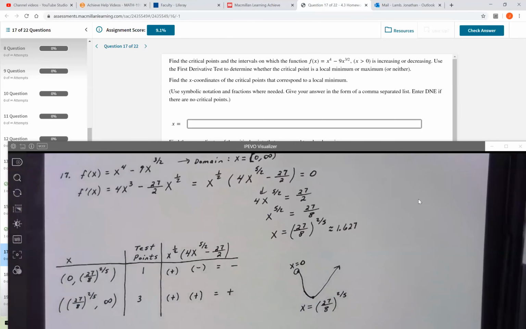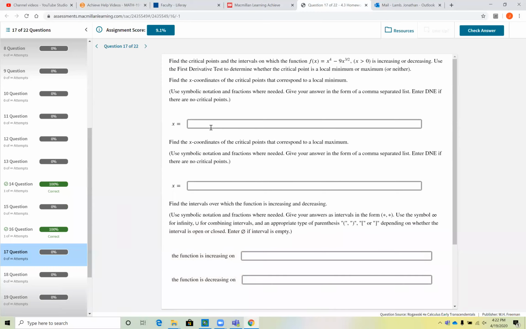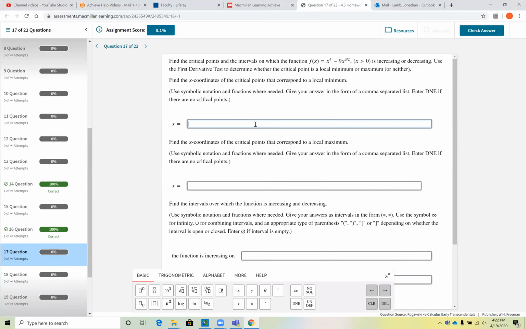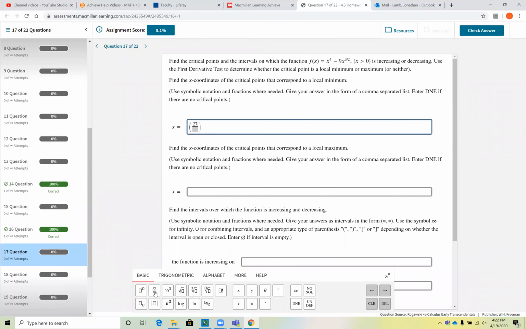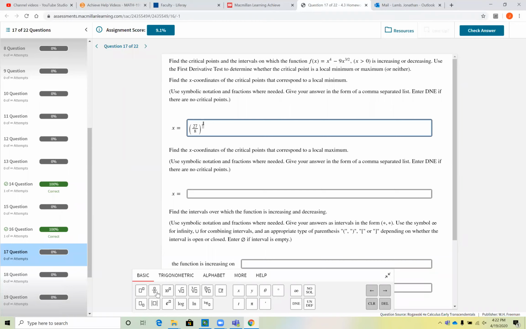So now let's go back and try to make sure we answer the questions here on Achieve correctly. So I'll say, okay, up first. It says find the x coordinates of the critical point that correspond to the local minimum. So they're already telling you in the problem it's a local minimum. Or actually, if there wasn't any, you'd put does not exist, but there is a critical point that's a local minimum. We'll say it's the entire fraction, and I'll go ahead and put a parentheses and then the fraction. Our fraction was 27 over 8, and we had that raised to the 2/5 power. So I'll say raised to the power, and then in that power, I have a fraction of 2 over 5.